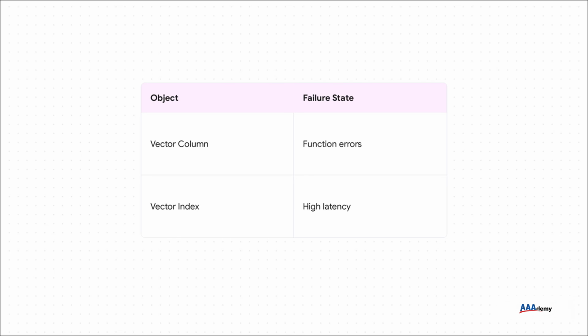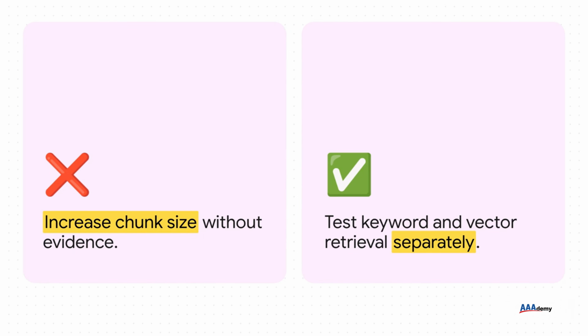But if the mismatch is at the vector index level, meaning you chose an index algorithm that doesn't support your specific metric, the system just defaults to a brute force scan. That results in massive latency spikes and incredibly poor recall. When these metric failures happen, an exam distractor might try to tempt you to increase chunk sizes, assuming the AI just needs more context. But you must not act without evidence.